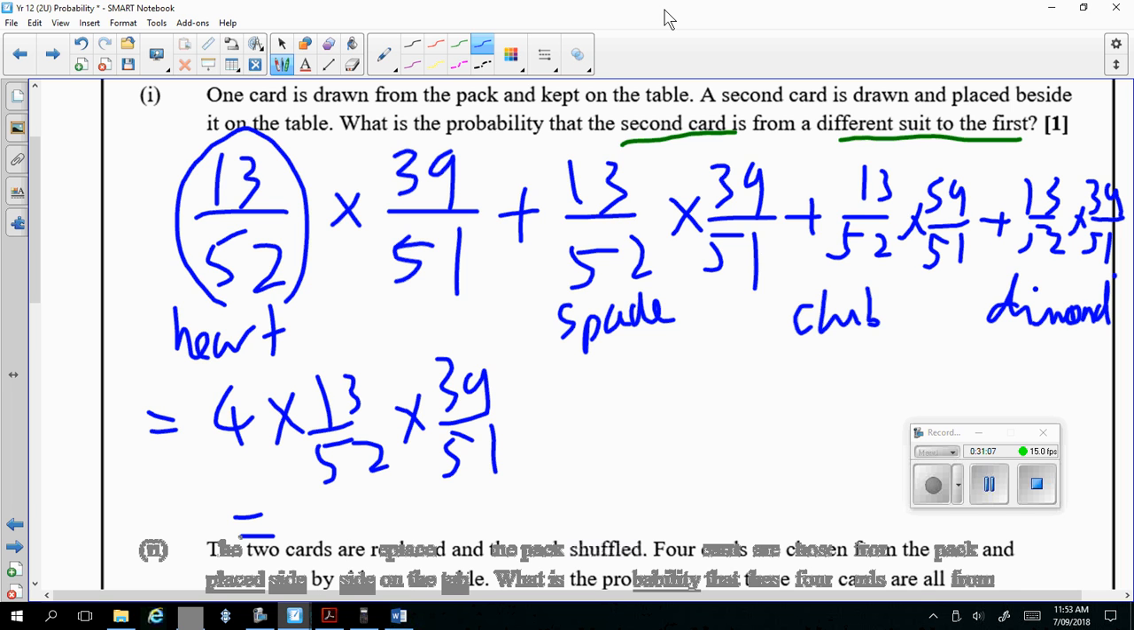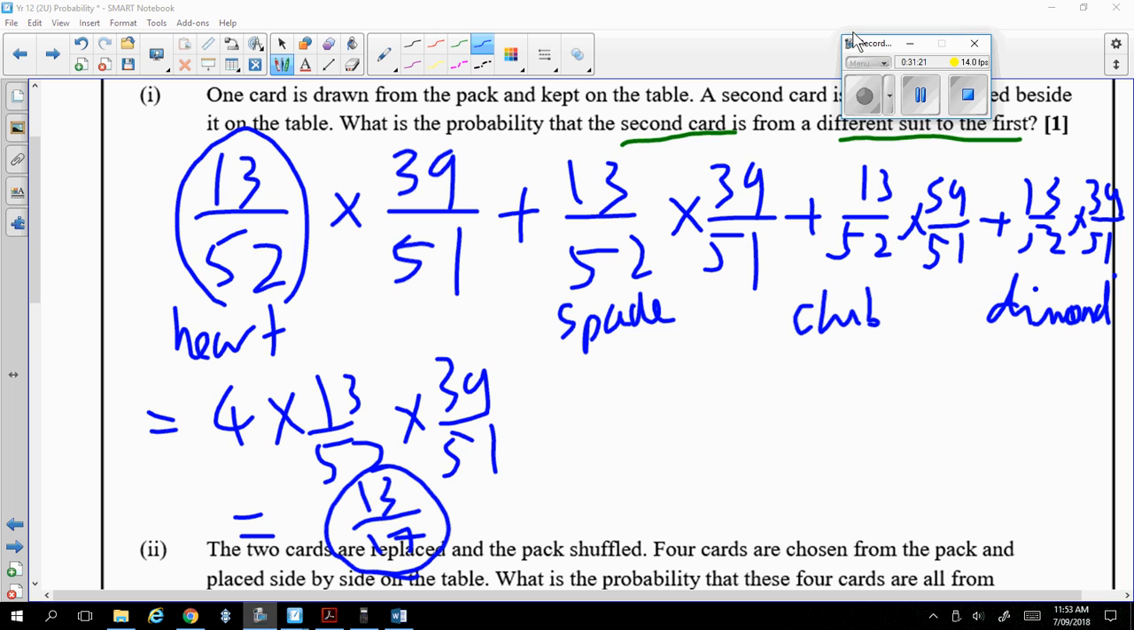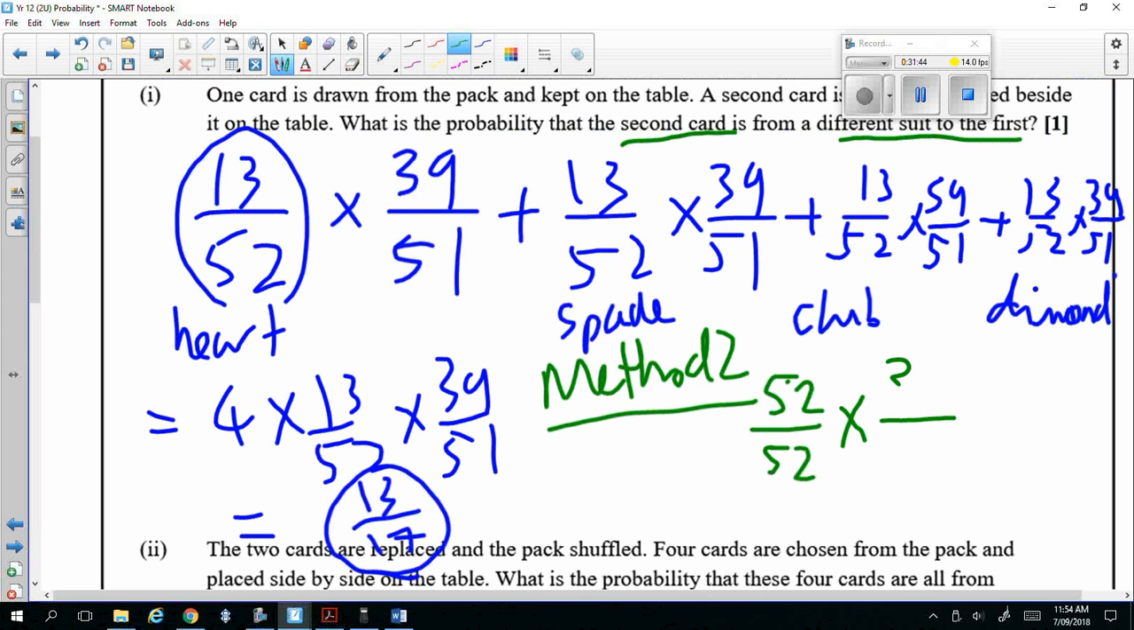So what's a faster way? Let me show you a faster way, method 2. Method 2, watching. To get method 2, instead of doing all these 4 cases, your first card could be anything. So I just go 52 over 52, right? Your first card could be any card from the suit, but your next card has to be different from the first. Therefore, just go 39 out of 51. You should get the same answer, right? So the first card could be anything. The second card has to be different. So you don't have to do all 4 cases.